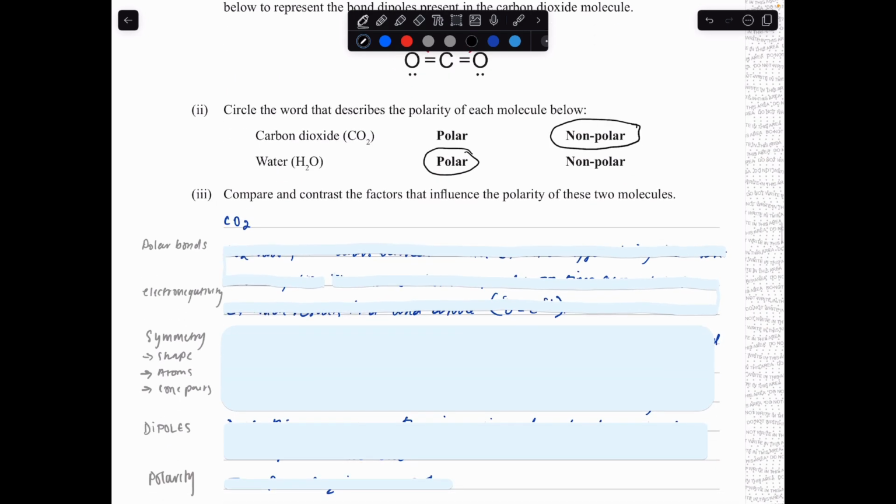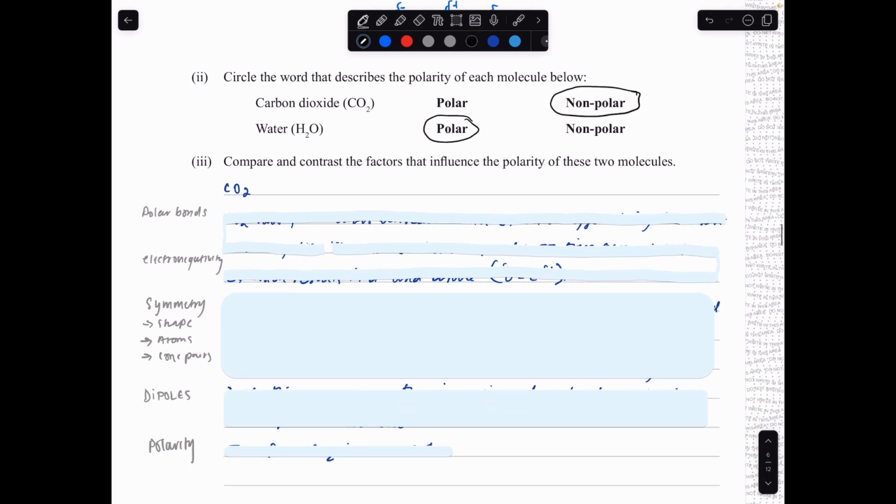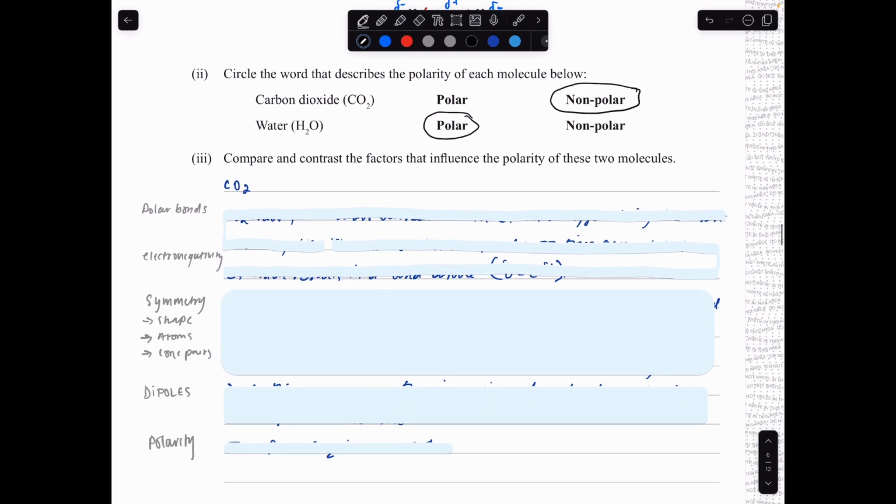So I've kind of explained to you the gist of it. What we have to do now is put it into words. We have to compare and contrast it. So compare and contrast the factors that influence polarity of these two molecules. I've done CO2 for you, but I haven't done water.